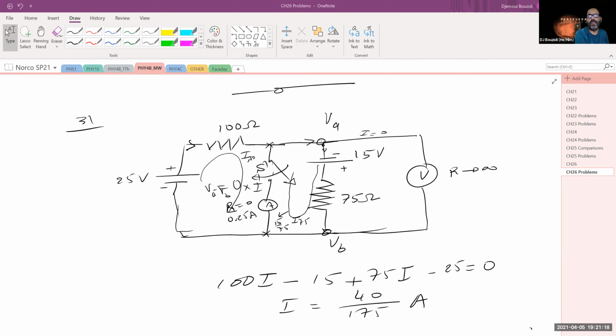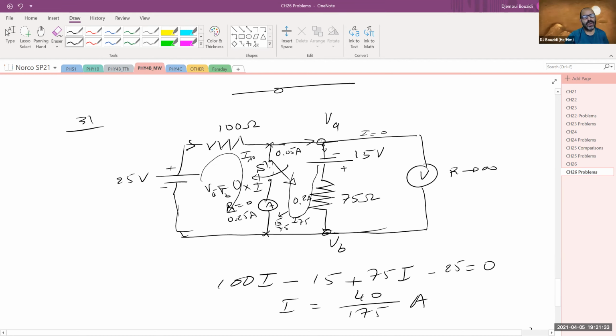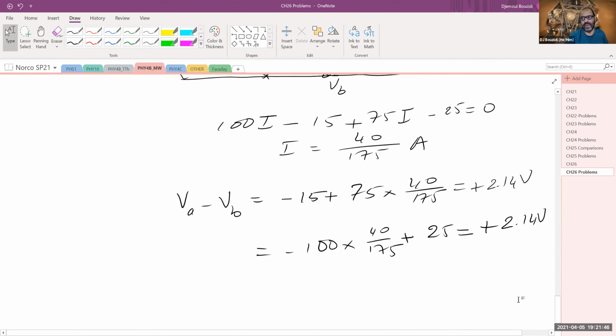0.2 amp is pointing up, 0.25 amp is coming down. So the net current in this section is going to be 0.05 amp, coming down. So that's how much current the ammeter is going to read in here, okay? And it's pointing down, so that's the question: which way, up or down, does the current flow in the switch? So it's going to be going down. So this is, in a nutshell, problem 31.